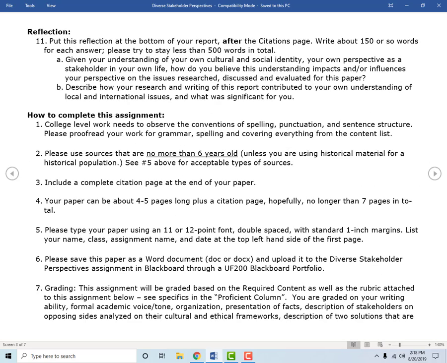Reflection, number 11. Put this reflection at the bottom of your report after the citations page. Write about 150 words or so for each answer. Please try to stay less than 500 words in total.